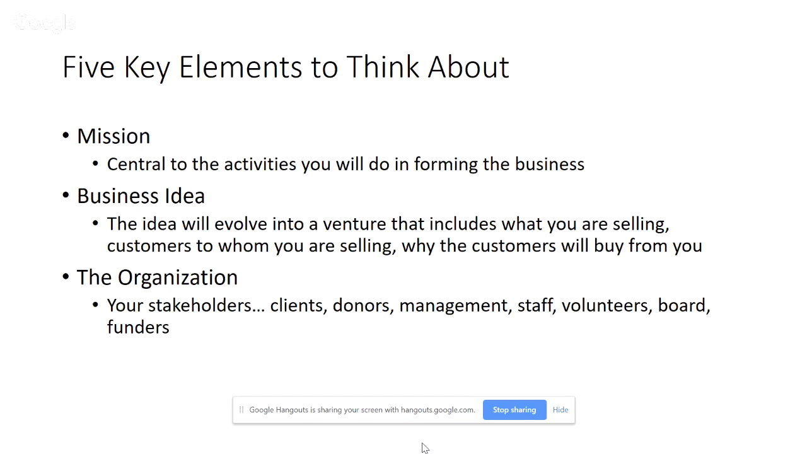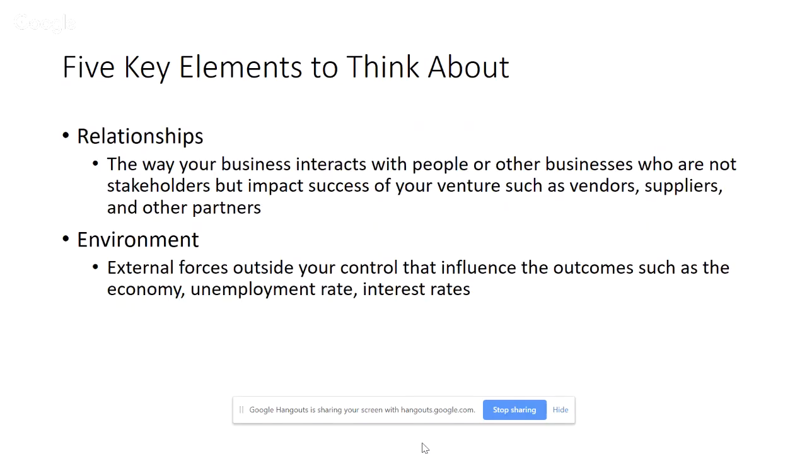Then your market. You have to understand why your market thinks this is a good product or service and why it creates value for them. And then the organization. Really, this is your stakeholders. Who are your clients? If you're a not-for-profit, who are your donors? Who's your management? Who's your staff? Again, if you're not-for-profit, do you have volunteers? Do you have a board of advisors, board of directors? Do you have funders? Who are the funders? Identify them in your business plan.